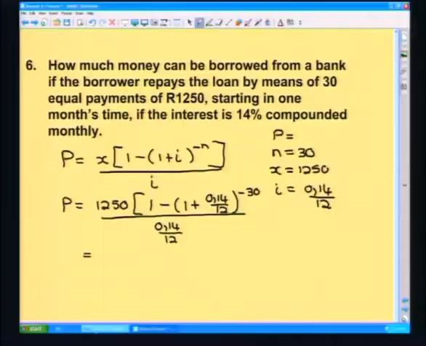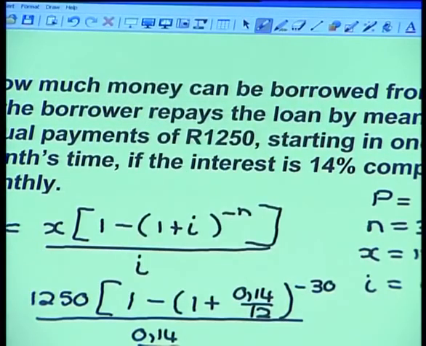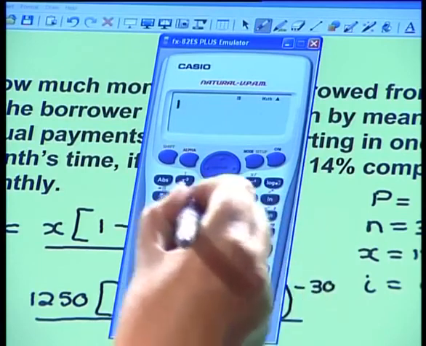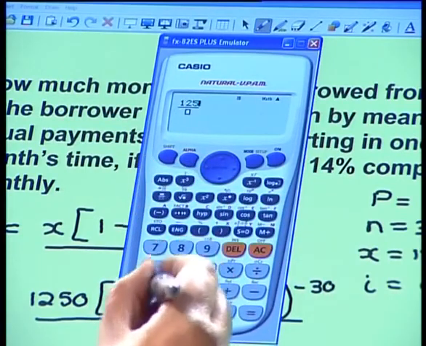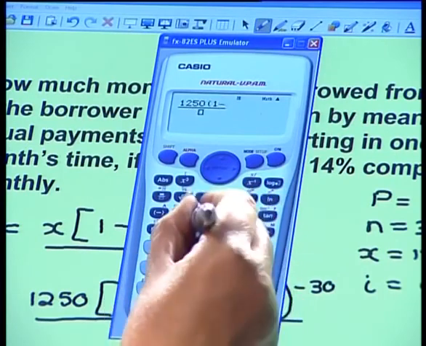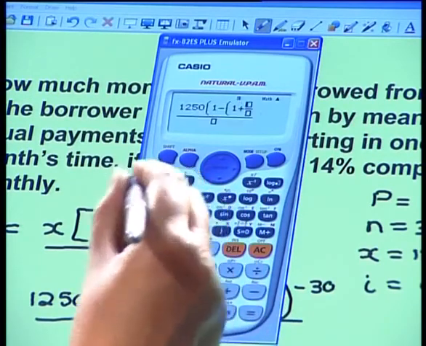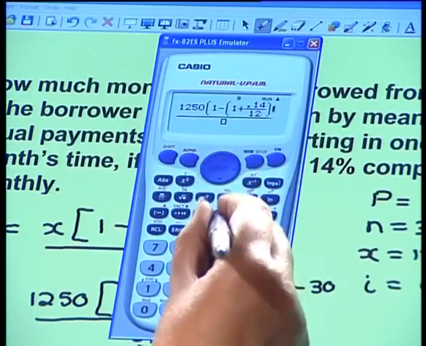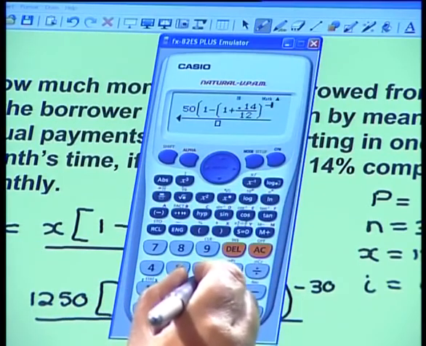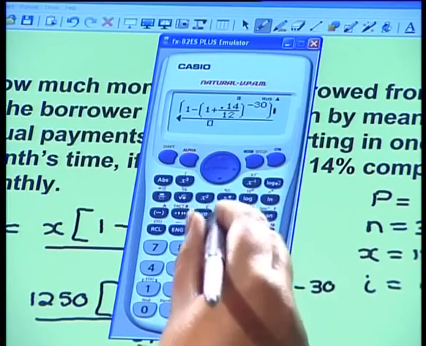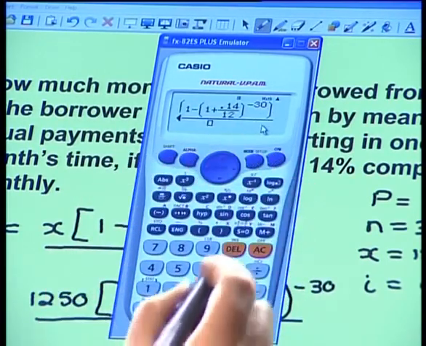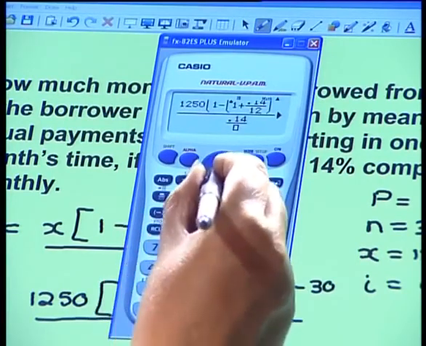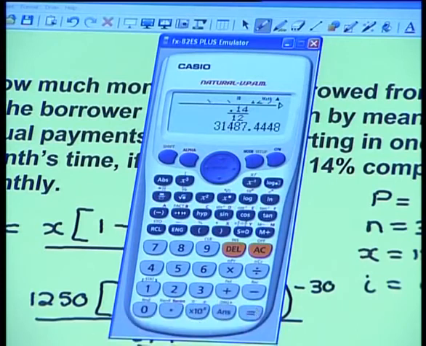Right, so this is going to be relatively straightforward for us to work with. Let's pull the calculator up. And it's decided to block my work, so it's not too problematic. Let's just work with it like this. So let's clear it. 1250, open the brackets. 1 minus, open brackets. 1 plus, fraction button, 0.14, divide by 12. Spacebar out, close the brackets, raise to the power, negative 30. Remember that negative. And remember to use spacebar out and you close the brackets. If you don't do that, it will say an error. Right, at the bottom, we're going to put the fraction button in again. And we're going to go 0.14, divide by 12. Right, we're going to press equals, and there we have it.